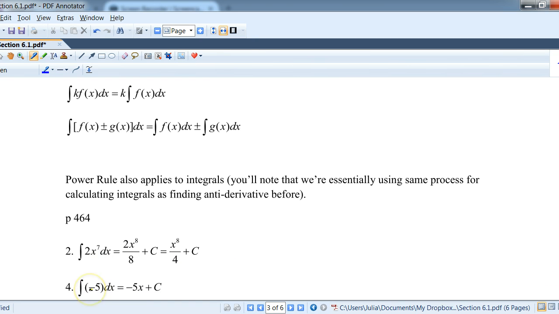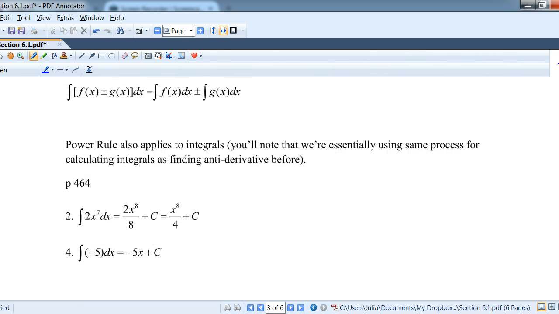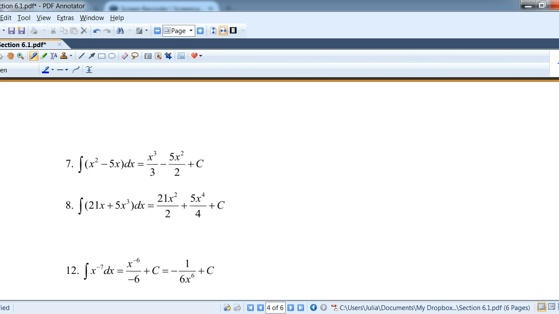What if I have negative 5? Since we're working backwards, a constant becomes the constant times x, because the derivative of it would be constant again. So it becomes negative 5x plus a constant. Again, if you check it, the derivative of negative 5x is negative 5, so it actually works. So if you see a constant, then it becomes constant times x in that case.